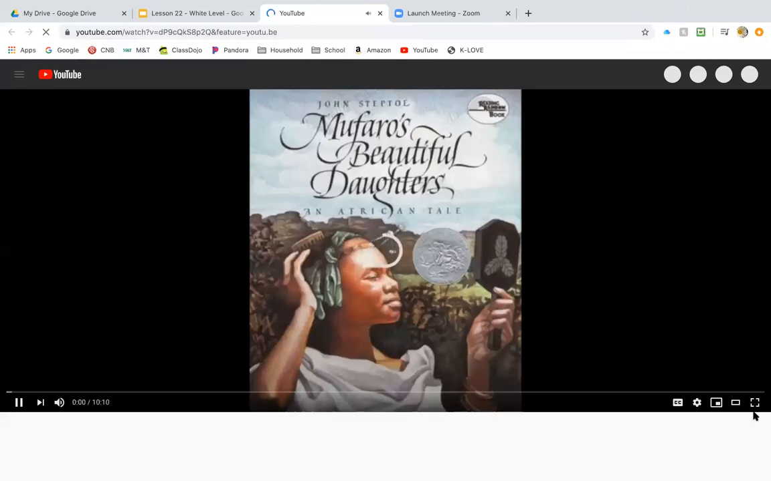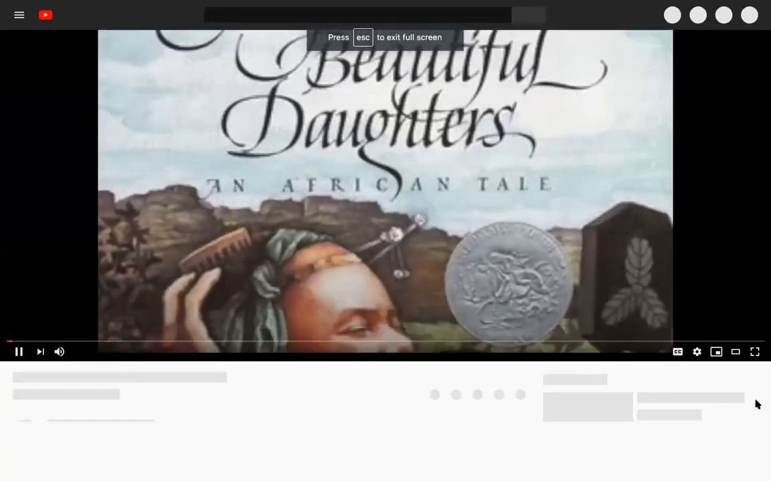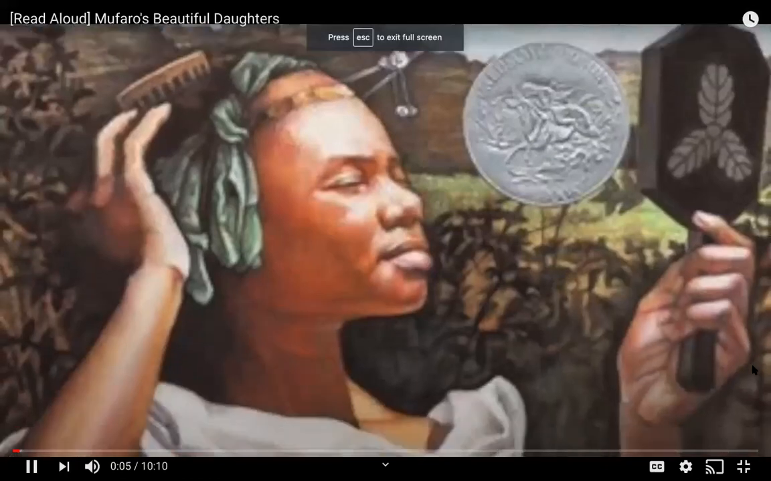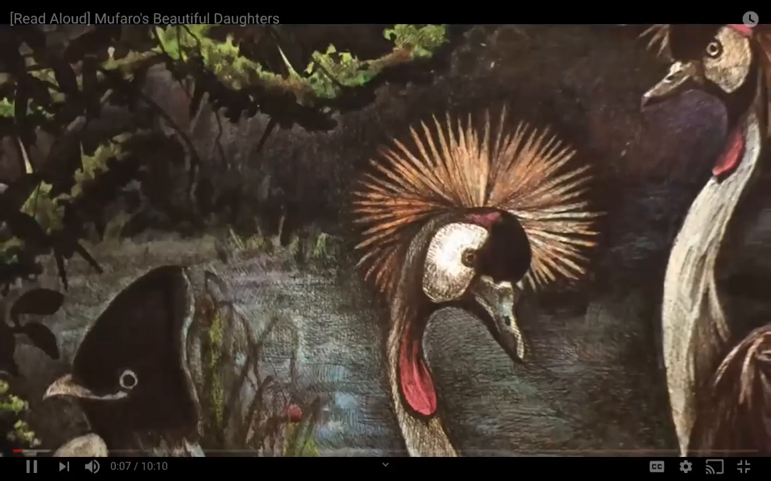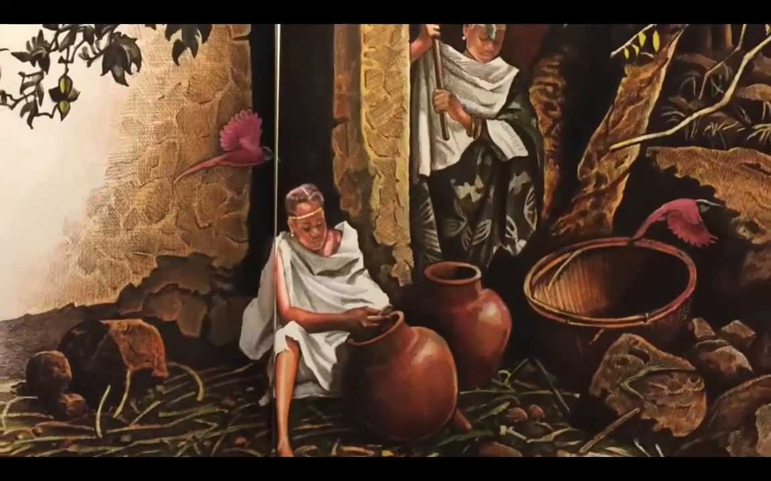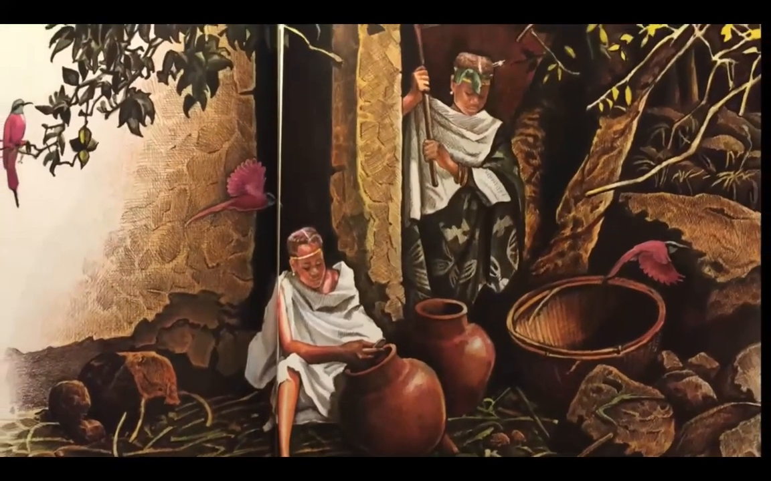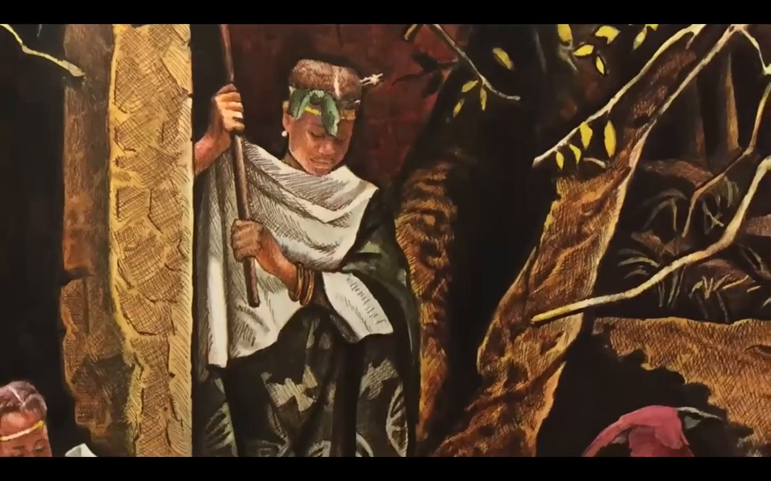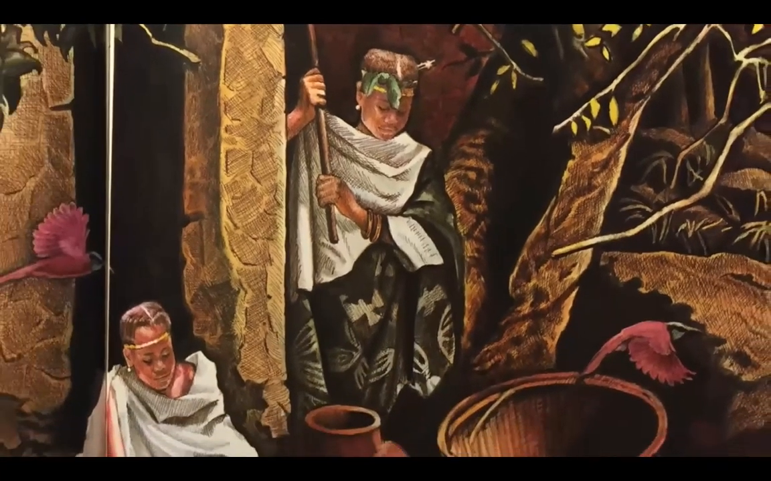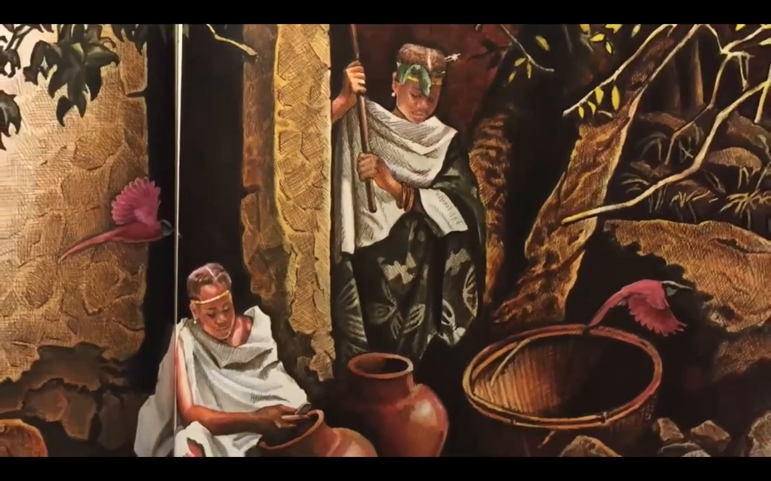Mufaro's Beautiful Daughters, an African tale by John Steptoe. A long time ago in a certain place in Africa, a small village lay across a river and a half a day's journey from a city where a great king lived. A man named Mufaro lived in this village with his two daughters, who were called Manyara and Nyasha. Everyone agreed that Manyara and Nyasha were very beautiful.